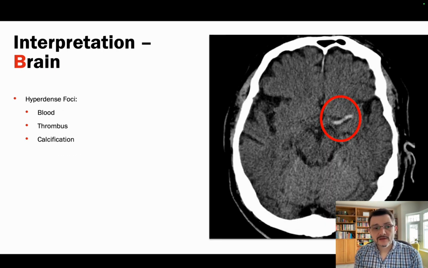Hyperdense foci in the brain then could be blood, so actually, as we've seen, hemorrhages. It could be a thrombus in that middle cerebral artery, so this is not a contrasted scan. So in the last one we saw, all of the MCA were very clearly visible around that route. This is just visible here. That is a clot. That is a focus of blocked blood flow.